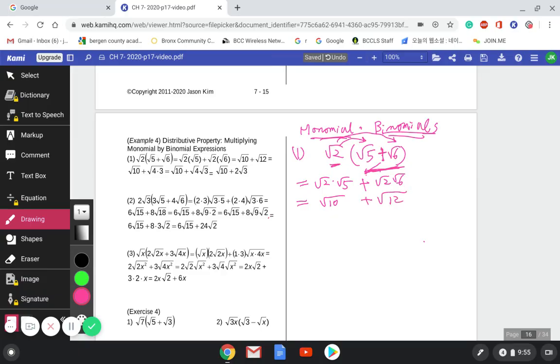And then the important thing is you have to look at each term and see if you can simplify further. 10 does not have any common factor that is a perfect square number, so you write it as it is. But square root of 12 can have a factor as a perfect squared number. Like what? Like 4 and 3. So square root of 4 comes out as a 2, radical 3. So that becomes your final answer in the simplified format.